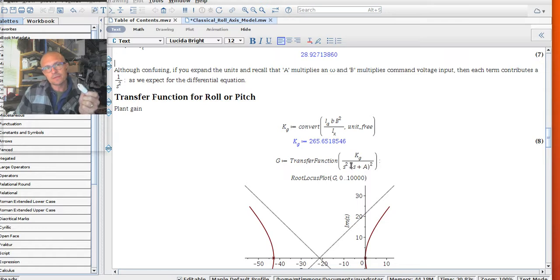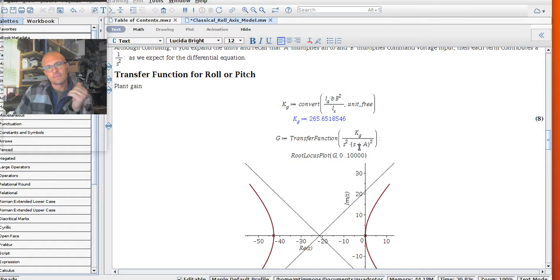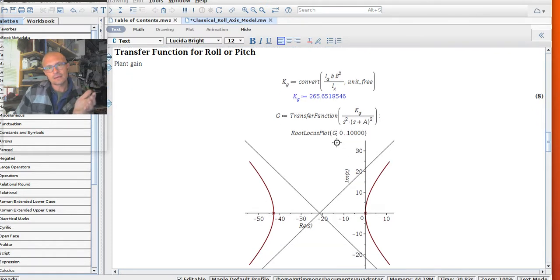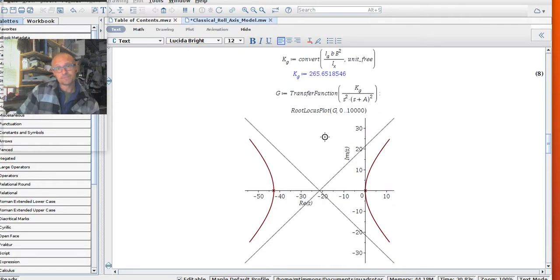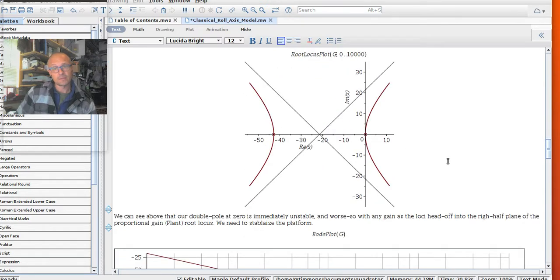introduced a second pole pair here. The speed of those poles dictates the best we'll be able to do with our lead compensator. And what do I mean by that? Well, first off, when we plot the root locus of our open loop, of our plant transfer function, it's inherently unstable. We've got these double poles at 0, and they take off into the right half plane, so it's unstable.